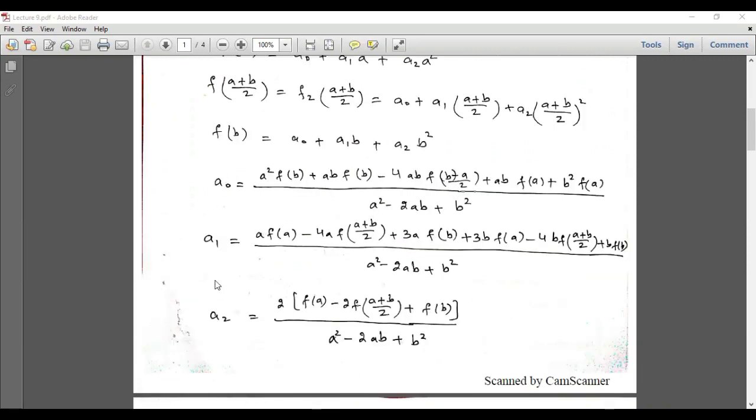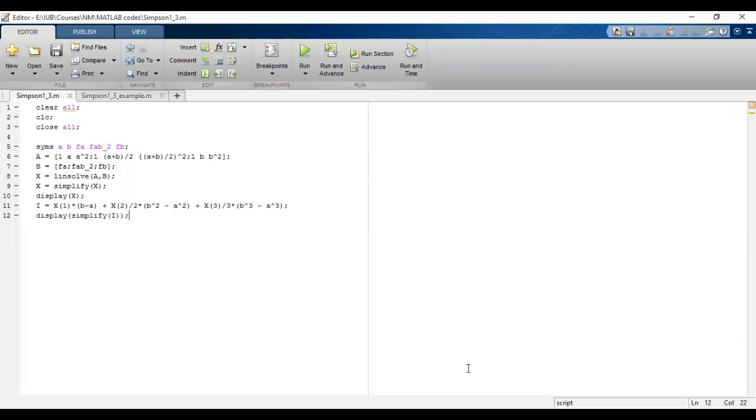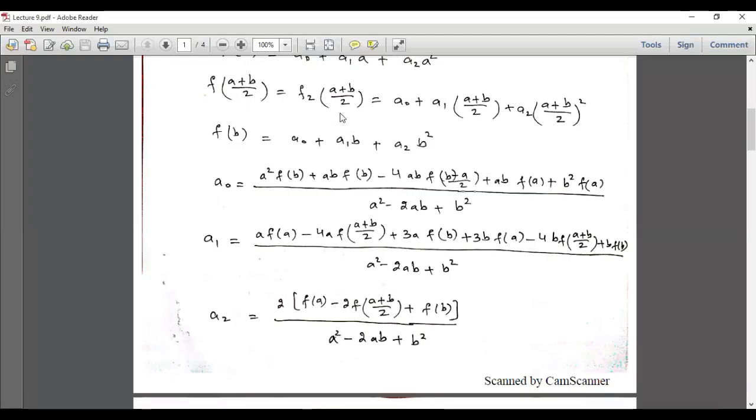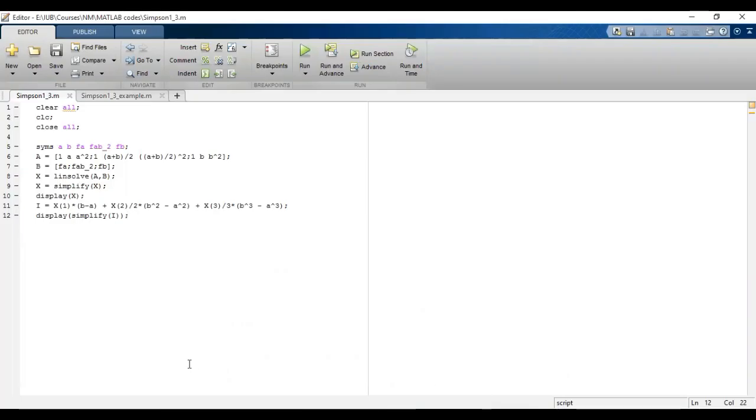So the evaluation of these three coefficients by solving these three simultaneous equations is not that simple. If we perform this derivation by hand, on the notebook, it will be very difficult, and the chance of error is very high. So we can use MATLAB for this purpose. If we use the symbolic math toolbox of MATLAB, we can perform the derivation using MATLAB, and at the end we will just have the final expressions of these three coefficients. So how can this be done using MATLAB?